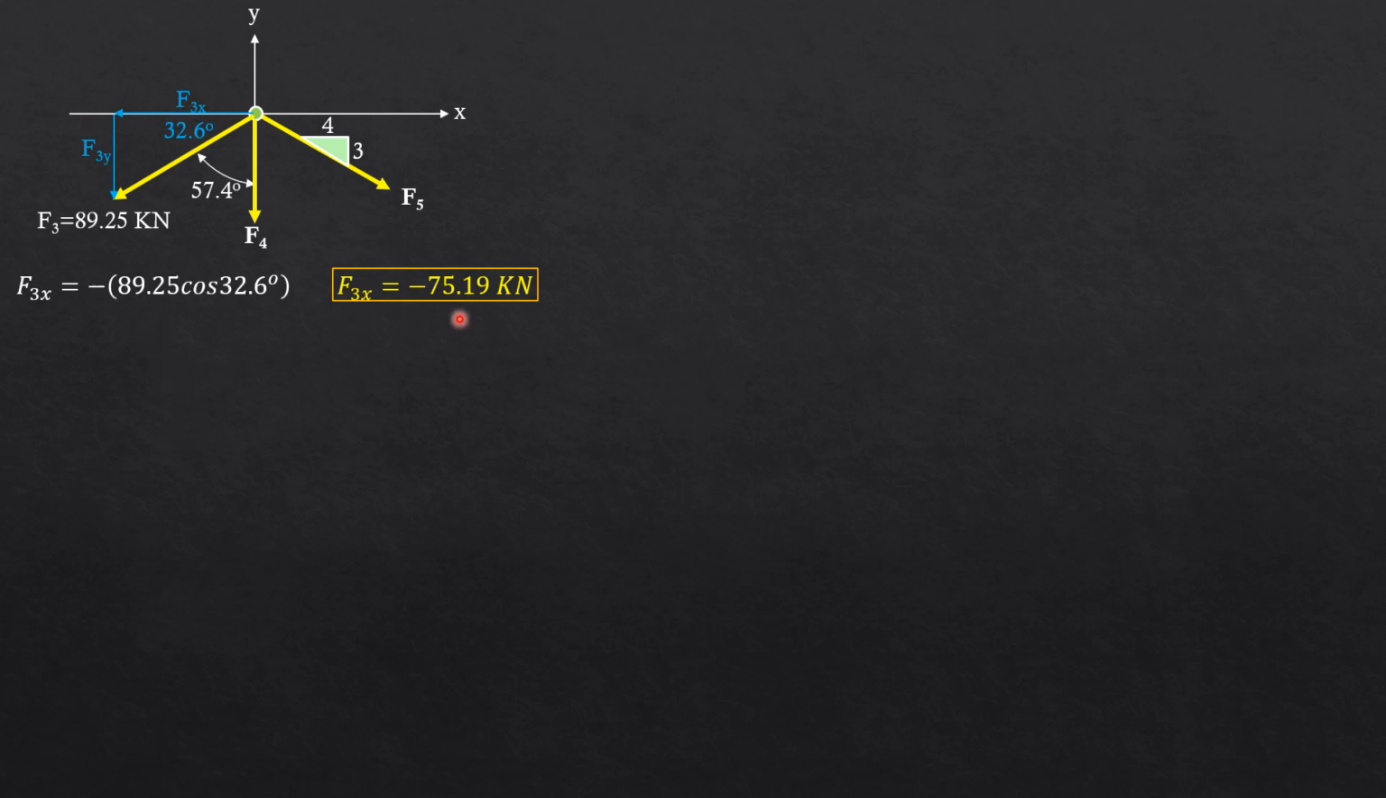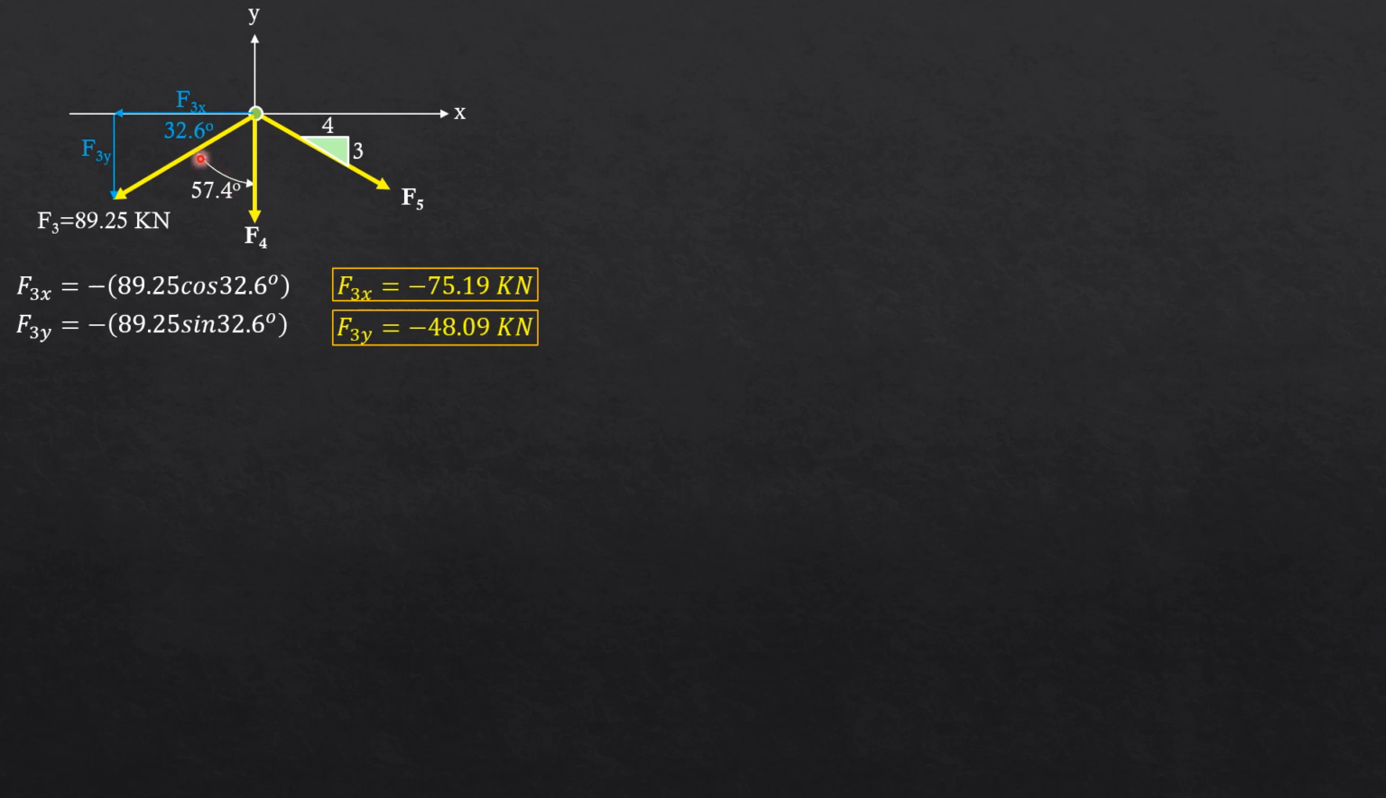So negative 75.19 kilonewtons. F3y on the other hand is opposite of 32.6, and F3y is expected negative, so it is hypotenuse sine of 32.6, but a negative sign is preceded to this magnitude. So F3y is negative 89.25 sine of 32.6 degrees. So F3y is negative 48.09 kilonewtons.